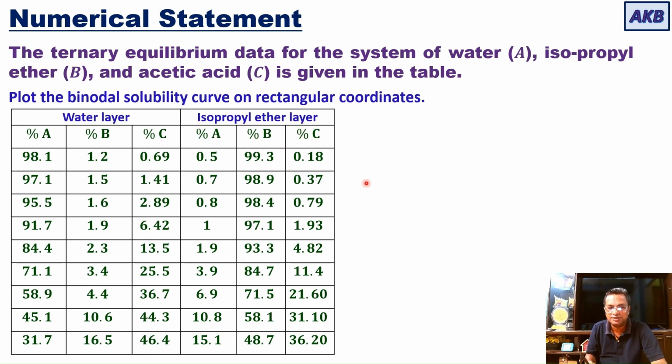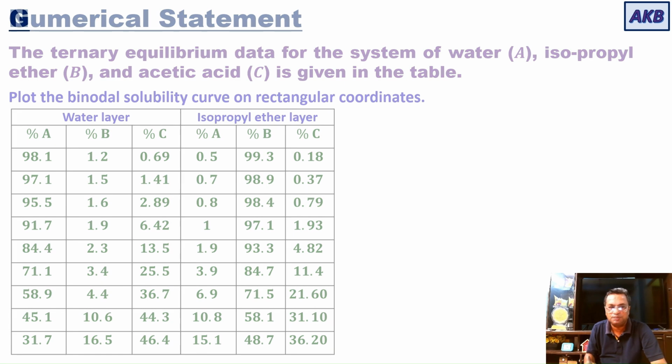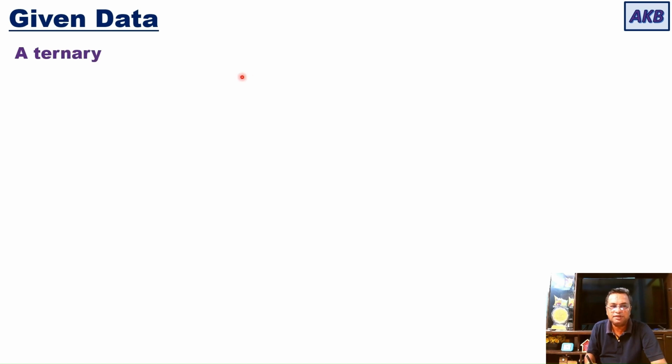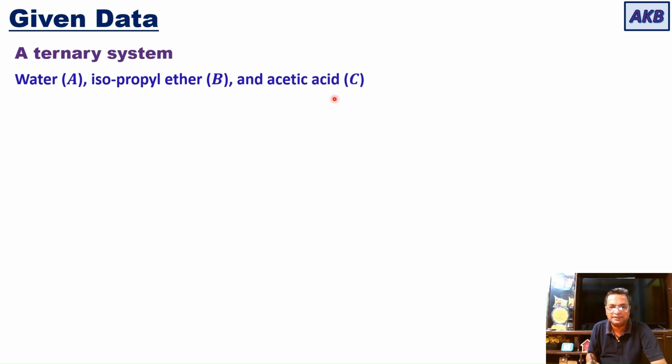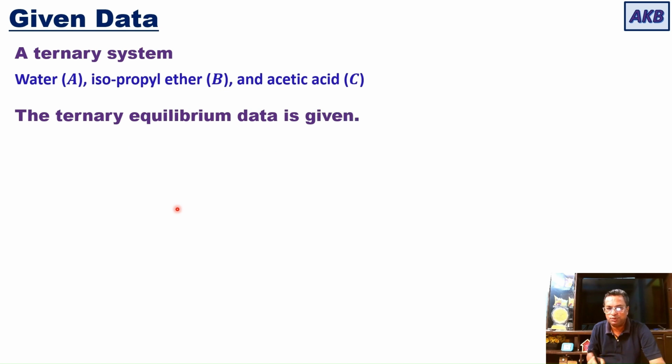Now let us use this data to plot the binodal solubility curve on rectangular coordinates. So what is given to us? You have a ternary system of water, isopropyl ether, and acetic acid. Water is A, the carrier solvent, isopropyl ether is B, the extracting solvent, and acetic acid is C, the solute which is to be extracted. The ternary equilibrium data is given to us in the table.